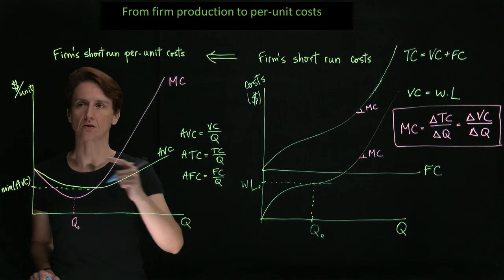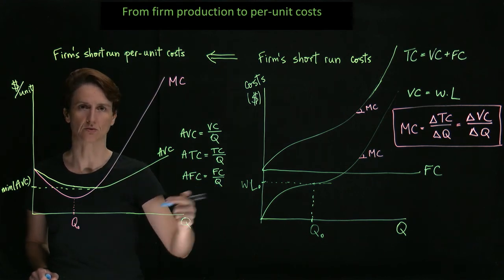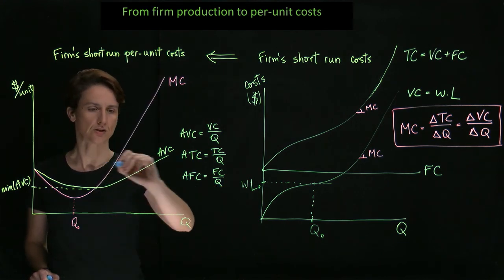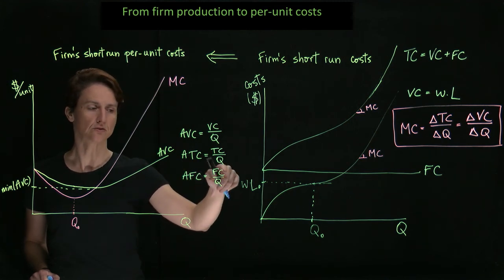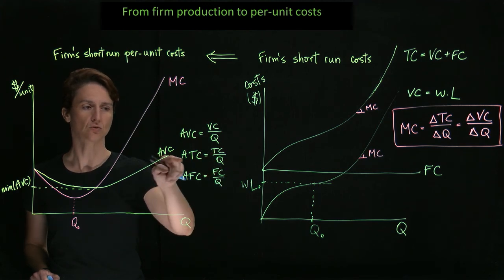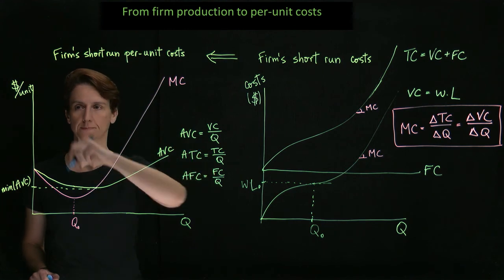Initially, the average fixed cost will be very high because we're dividing a constant by a very small amount q, after which, as q increases, this will go to 0, not exactly to 0, but it will become very small, and as that happens, average total cost will get closer and closer to the average variable cost curve.